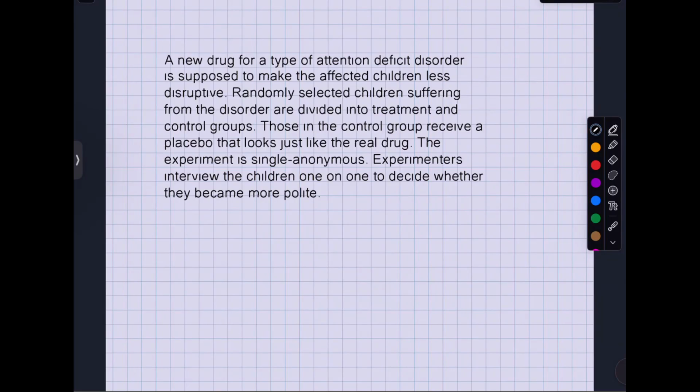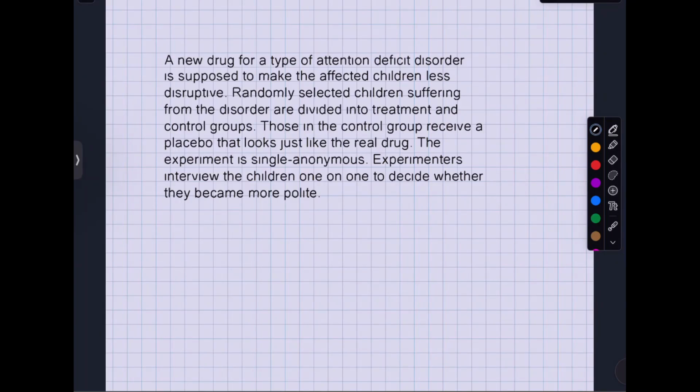Wow, this sounds like an awful experiment. What's wrong with this? It's random. It is single anonymous. That's an issue. What else? The parameters are awful. Well, not just that, but the experimenters are asking questions.